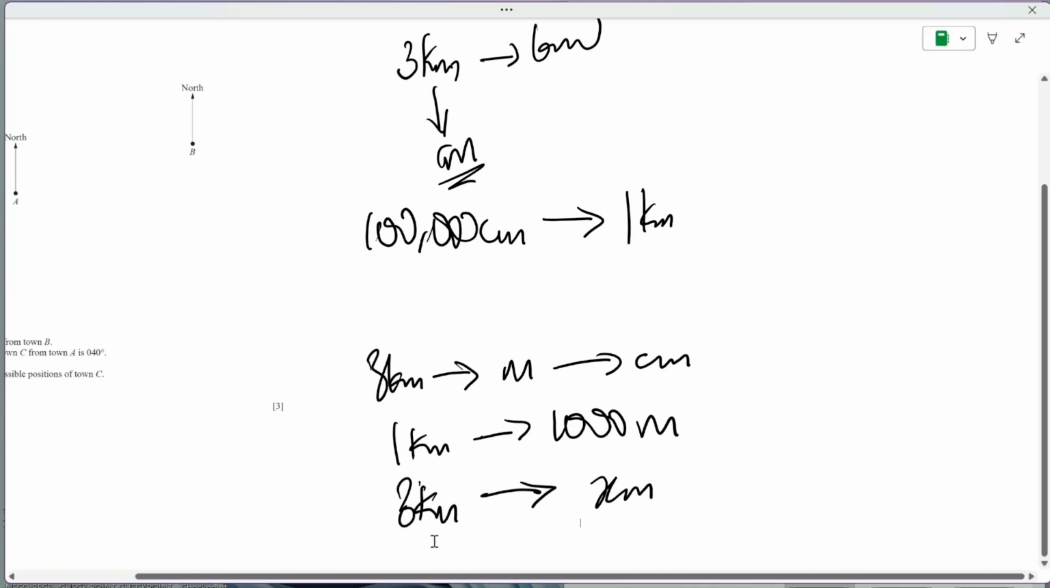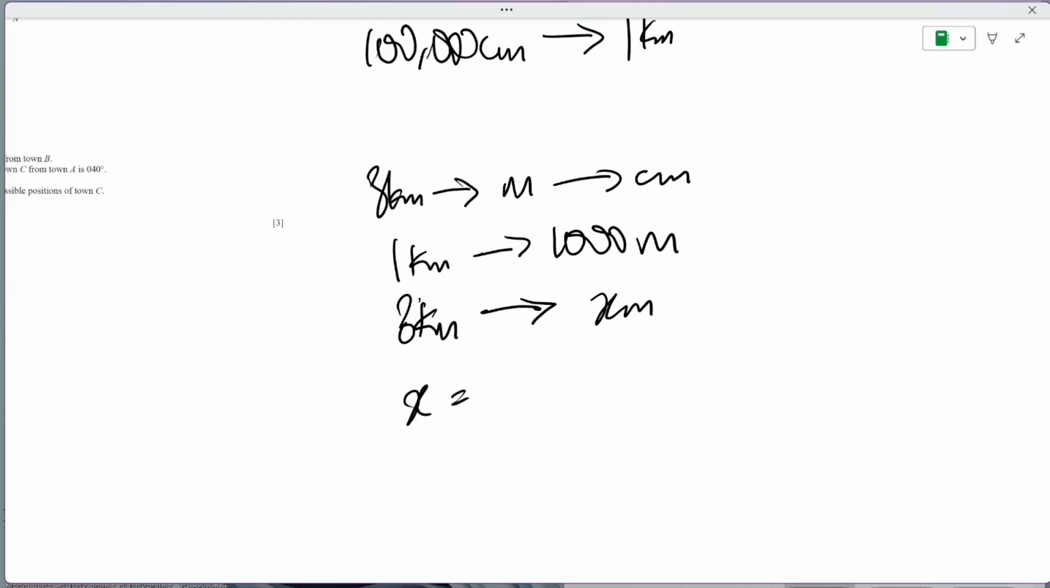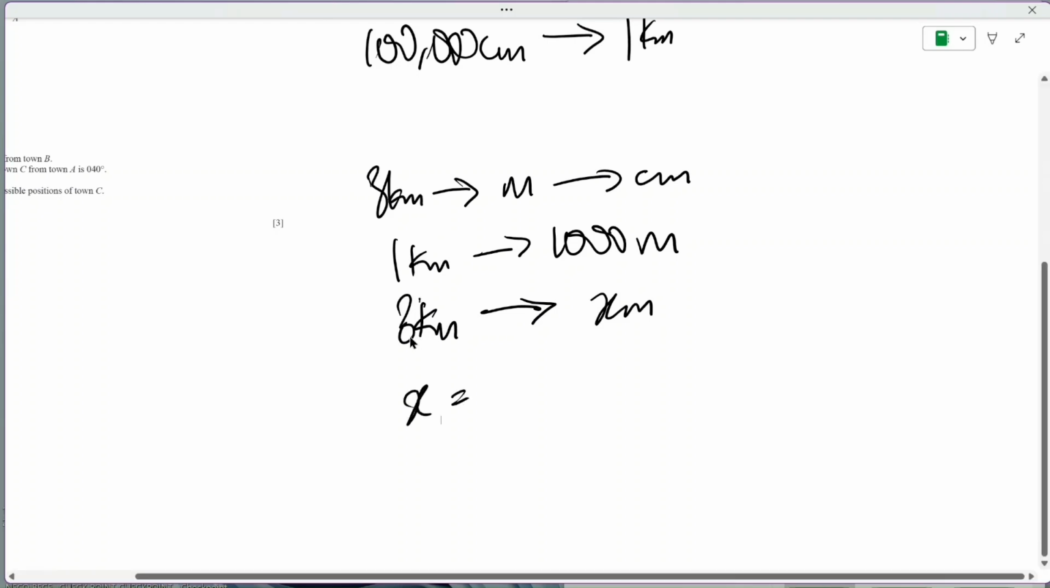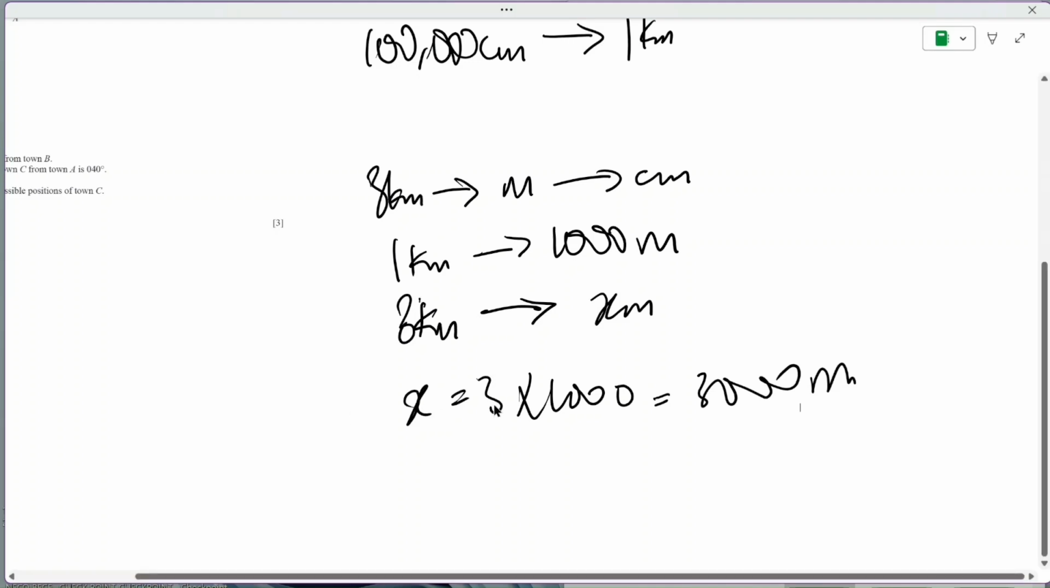Then you cross multiply. Anything times 1 is that same thing. So you have x times 1 as x equals, on the right of the equals sign, you have 3 times 1,000. That's 3 times 1,000 will give you 3,000. So this is 3,000 meters. We're not done because the scale is in centimeters. So we have to take it from 3,000 meters to centimeters.